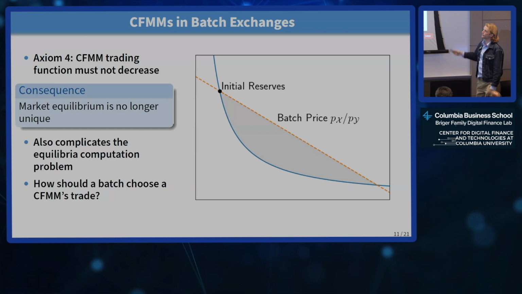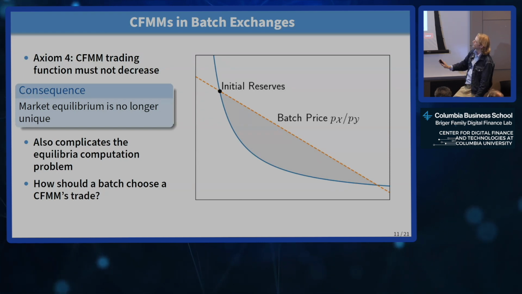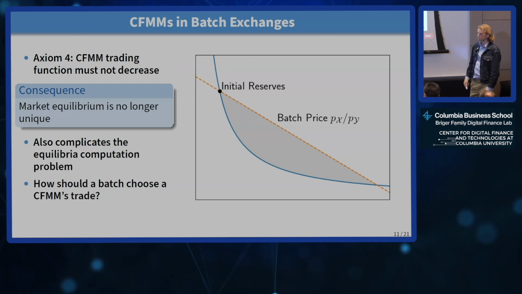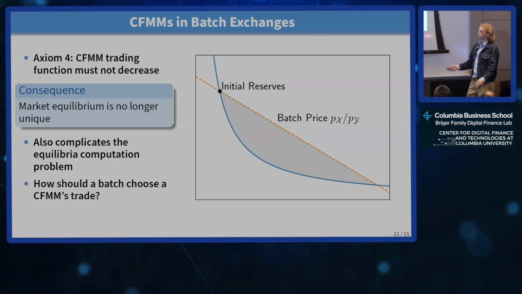And on the side of the constant function market makers, all we know is that we don't want the constant function to go down. But now we've really messed up our model, right? All we've said is that the CFMM has to trade to some point in this gray region. We can't go below the blue curve, and we can't trade better than the batch prices. So we now have this big space to choose from. The big consequence of this is that the market equilibrium is not unique anymore. This also messes up our mathematical framework and complicates the problem of actually computing equilibria.